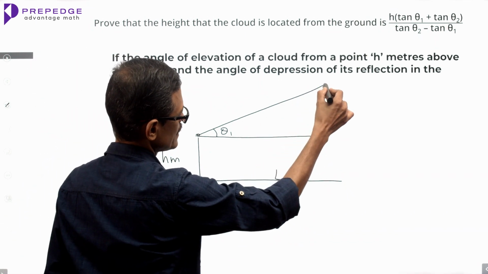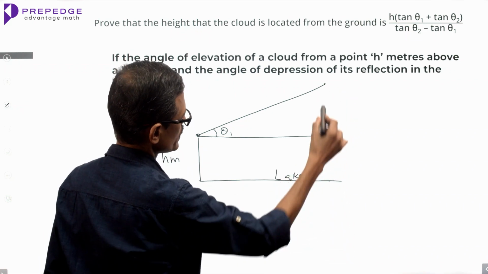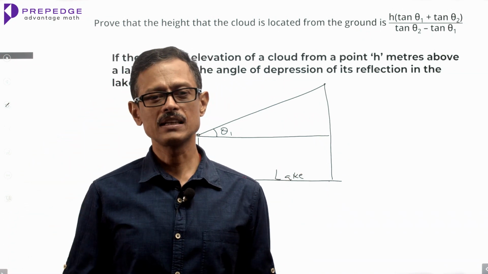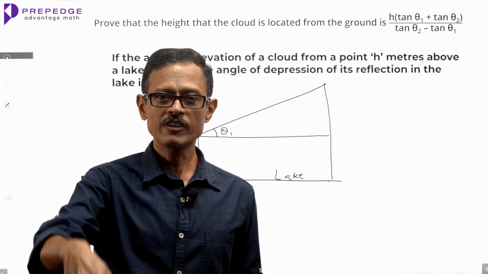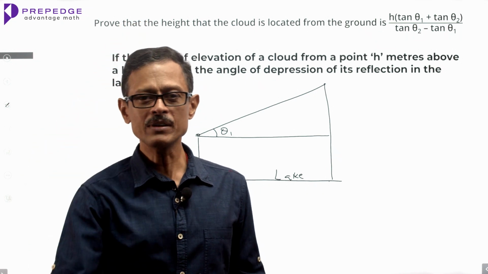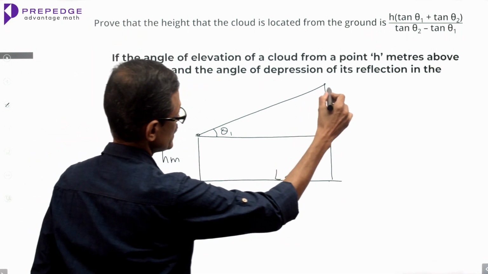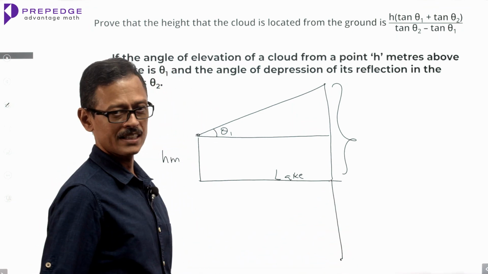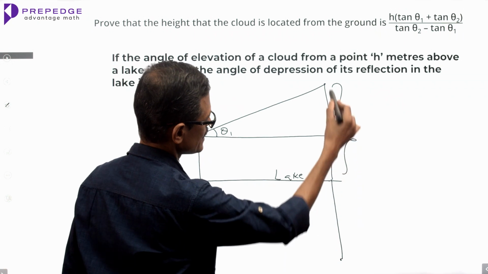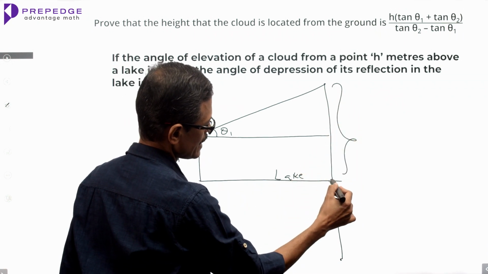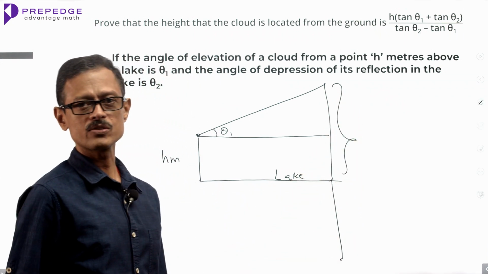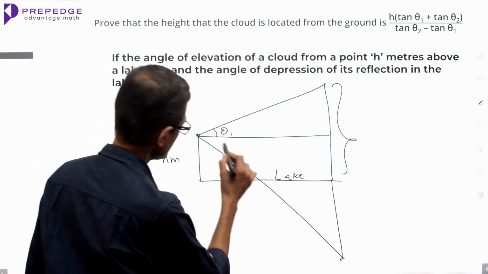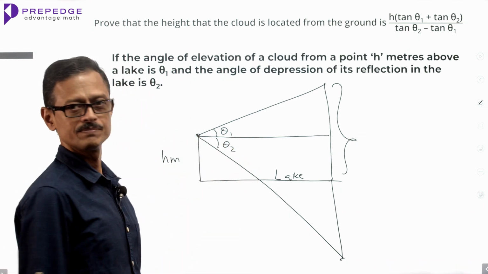If the cloud is here, then its reflection, seen from the water, is here. Whatever is the height of the cloud from the lake level, from the water level, its reflection will be the same distance into the water. So the height from the water level, and its reflection below, will be at this place. These two will be exactly the same. This part to this point will be the same as the water level to the point where we look at the reflection of the cloud. And the angle of depression is equal to theta 2.